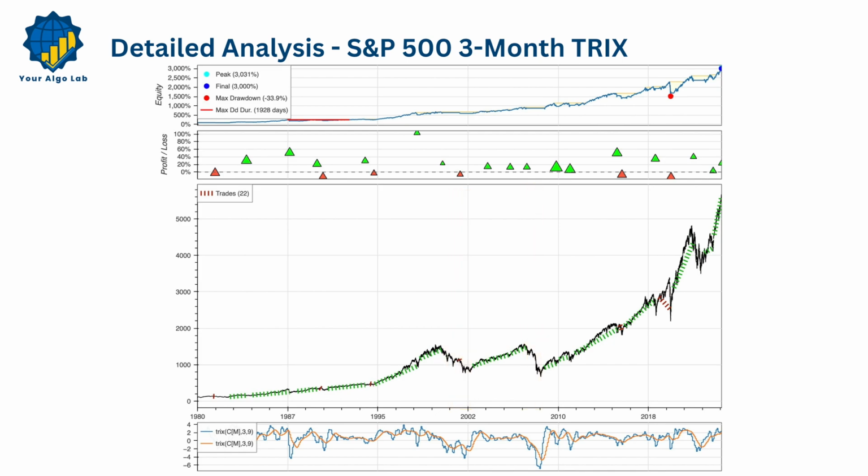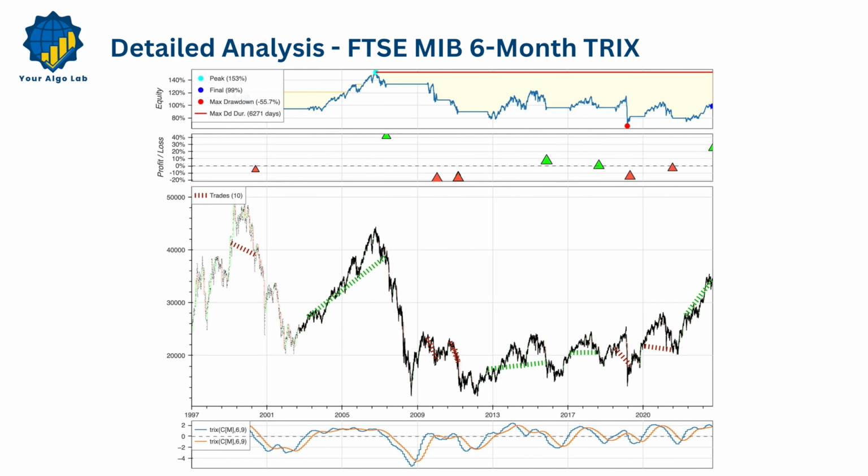Now let's take a closer look at one of the poorest performing strategies, the 6-month TRIX on the FTSE MIB. This strategy generated losses primarily because the signal period was too long, making it slow to adapt to changing trends. Additionally, the FTSE MIB has mostly remained in a trendless state since 2009, further contributing to the strategy's underperformance.